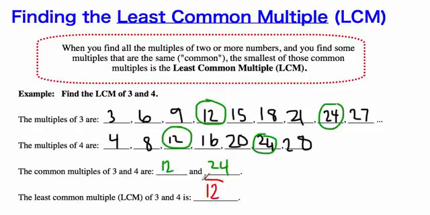And as you can see, I can find the least common multiple really by just listing the first 4 multiples of 3 and the first 3 multiples of 4.